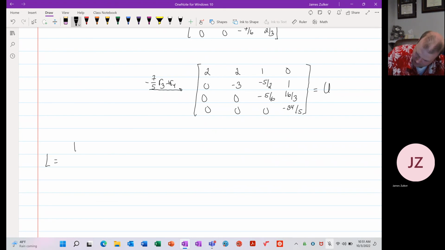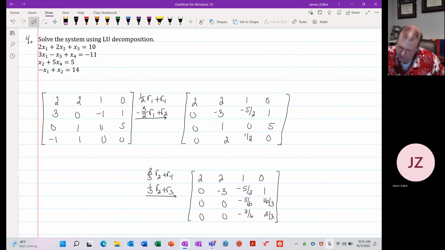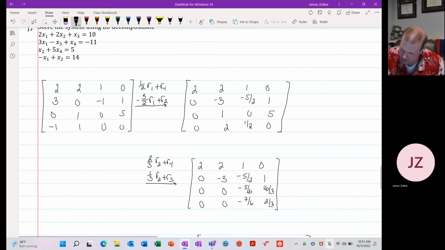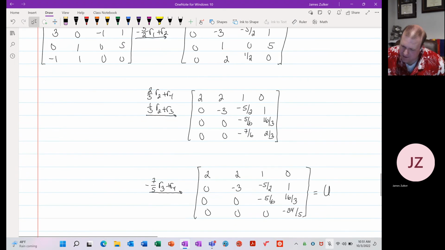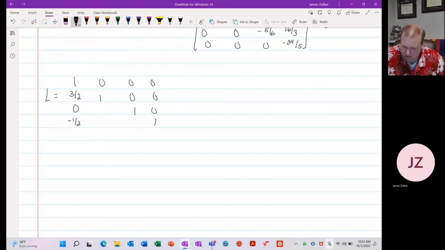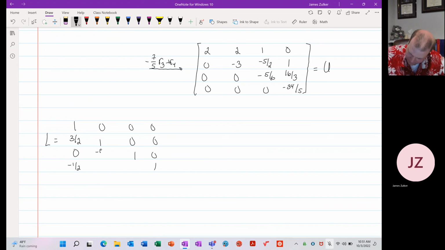Our L will be 3 halves, right, for this position here. Negative 1/2 here, right? And notice we didn't have to do anything to zero out row 3, right? So that entry is just 0. Then we get negative 1/3, negative 2/3. And finally, 7/5.